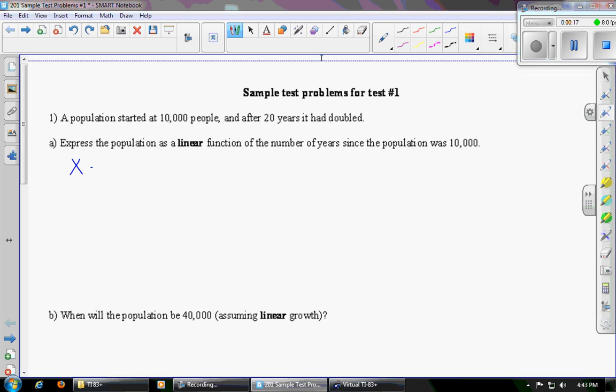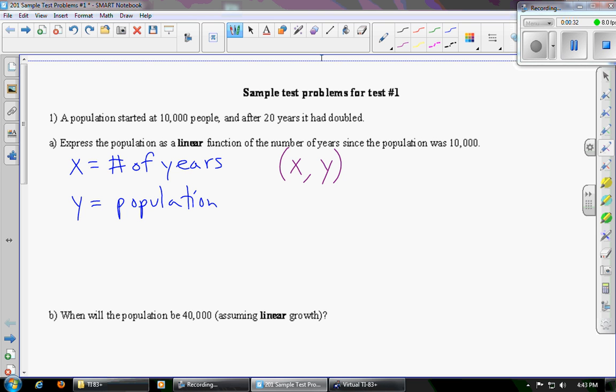So what I'll do here is define x to be the number of years since the population was 10,000, and y is going to be the population at year x. And so I think what we're saying here is that if we want some xy ordered pairs, then the first point is going to say, all right, the population was 10,000. And the way we've defined it, that's what we're calling year 0, since x is the number of years since the population was 10,000. Now we need one more ordered pair in order to find the equation of a line.